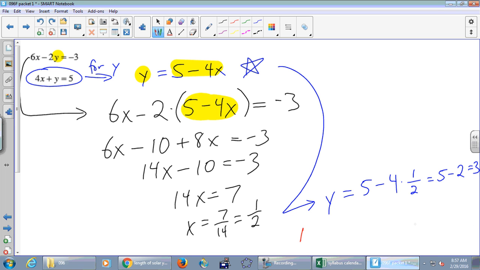So that means that our solution is either, you can write it as an ordered pair, like an x and a y. Make sure you put them in the right order, 1/2, comma 3. Or you can just write it out, x is 1/2 and y is 3.